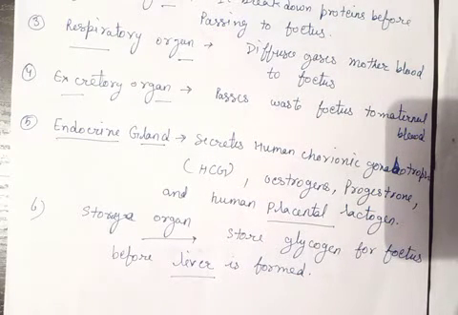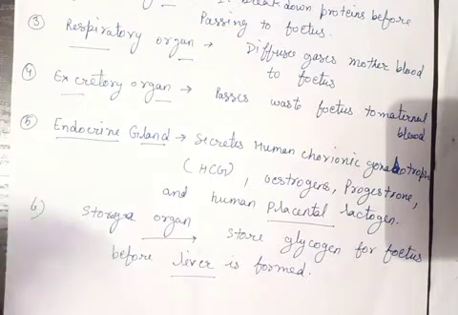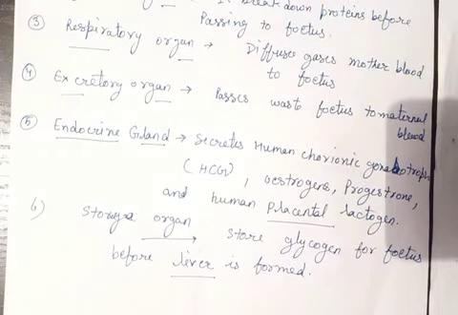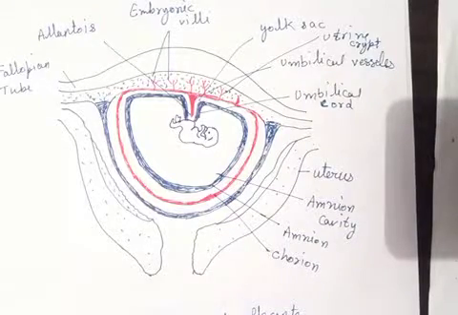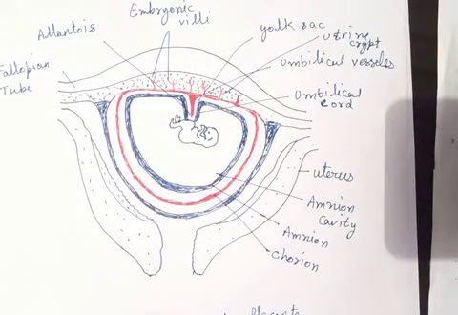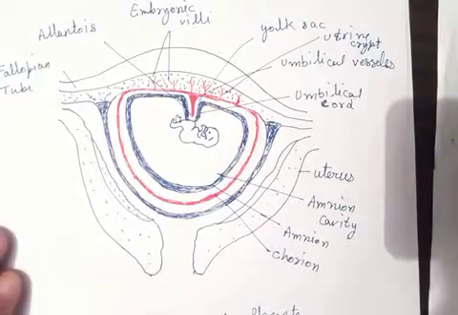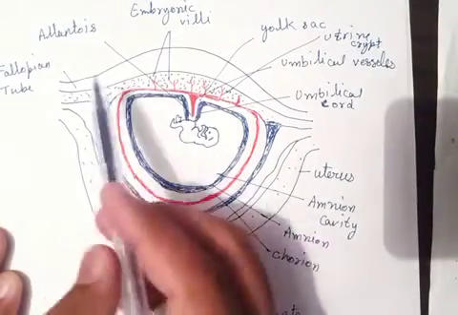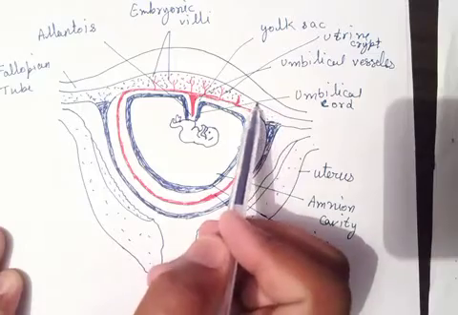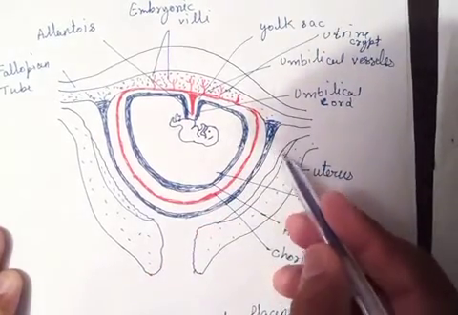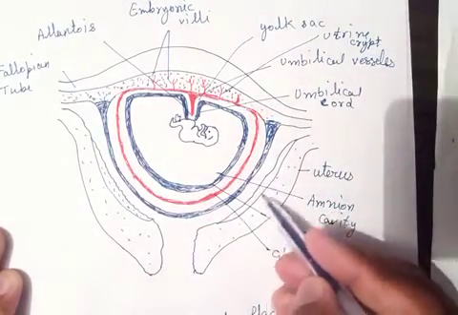Now we will discuss how a placenta is attached to the embryo and the maternal body with the help of structures. This is the structure of the fetal membrane and the placenta. Here we discuss from the upper part. This portion is the fallopian tube and the wall of the uterus.